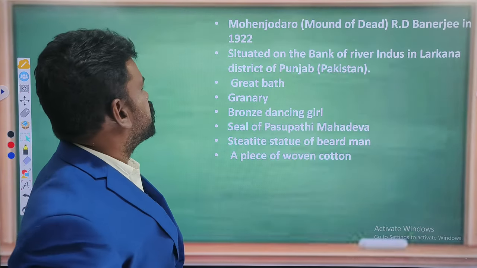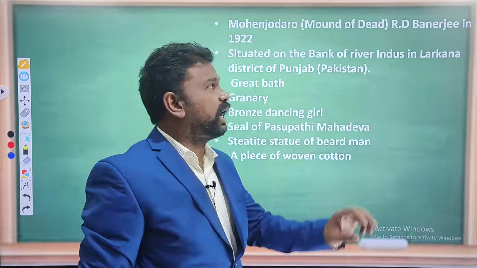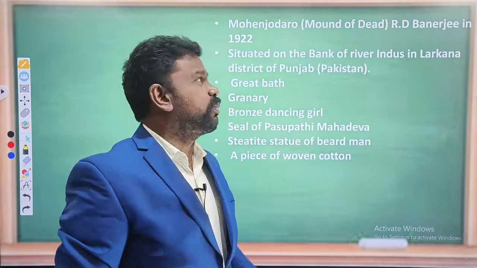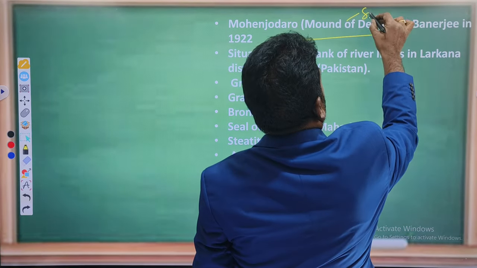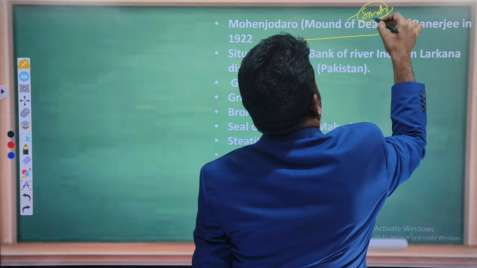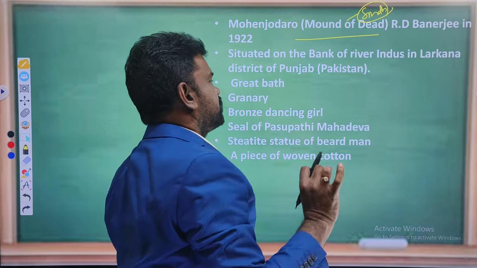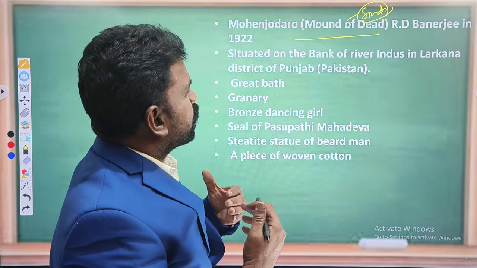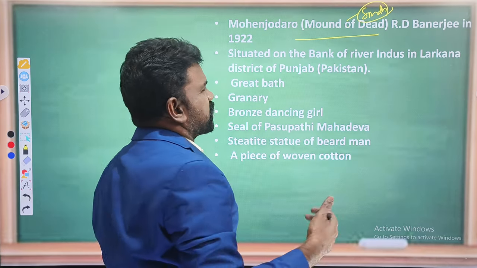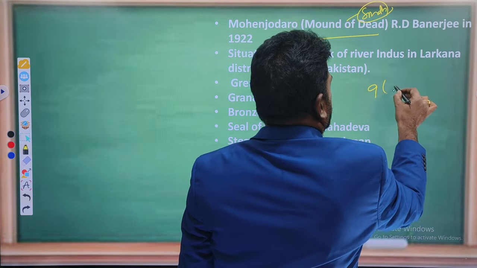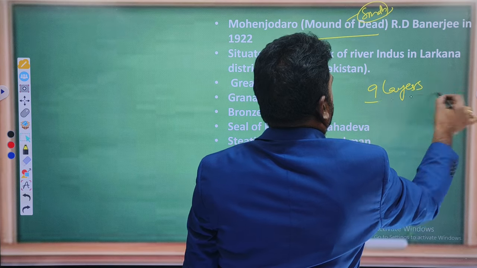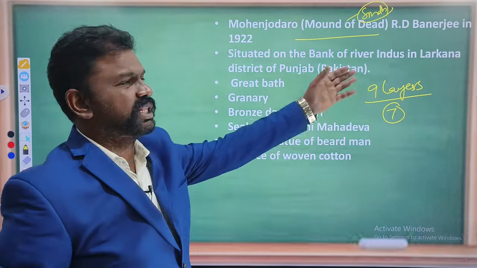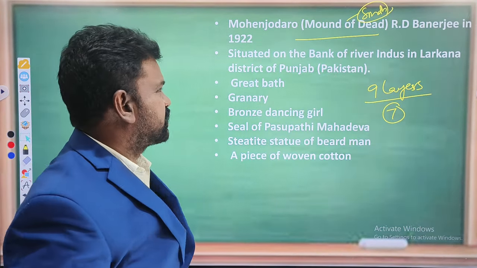After this, in 1922, R.D. Banerjee discovered Mohenjo-daro, which is called the Mound of the Dead in the local Sindhi language. It was called this because it has been flooded more than 7 times. Nine layers were found at Mohenjo-daro. It was constructed 7 times, situated on the riverbank of the Indus, in Larkana district of Sindh, Pakistan.